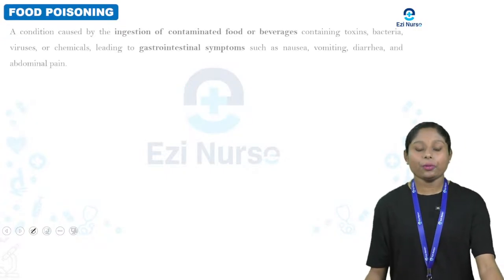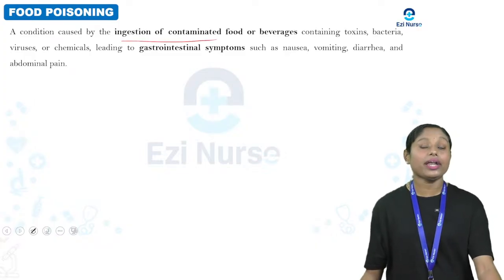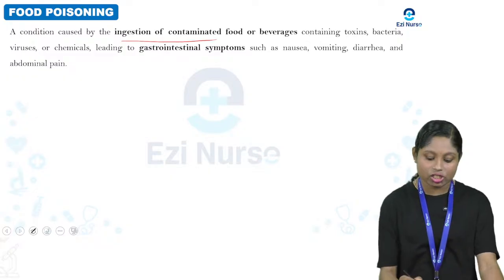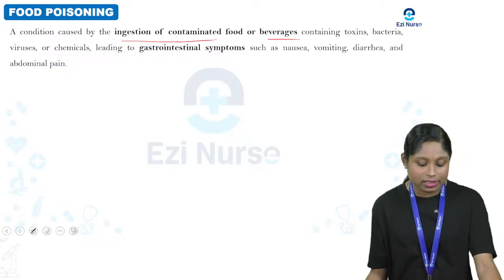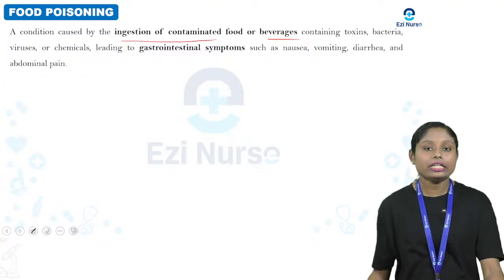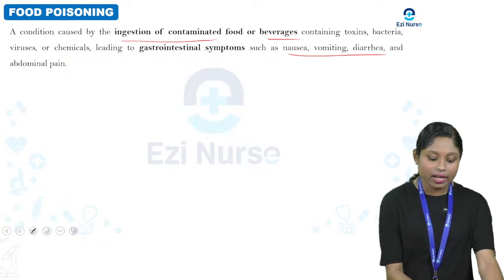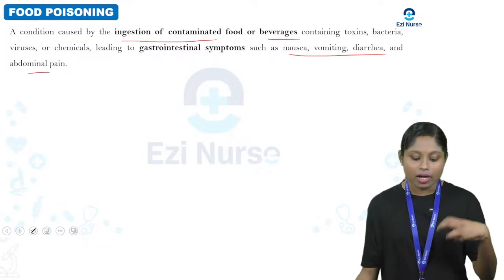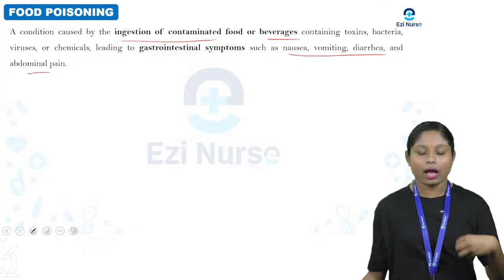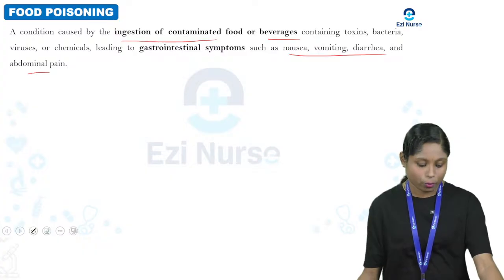So next is food poisoning. What is food poisoning? A condition caused by ingestion of contaminated food or beverages containing toxins, bacteria, viruses or chemicals, leading to gastrointestinal symptoms like nausea, vomiting, diarrhea and abdominal pain. So if you eat contaminated food and water, you will get food poisoning.